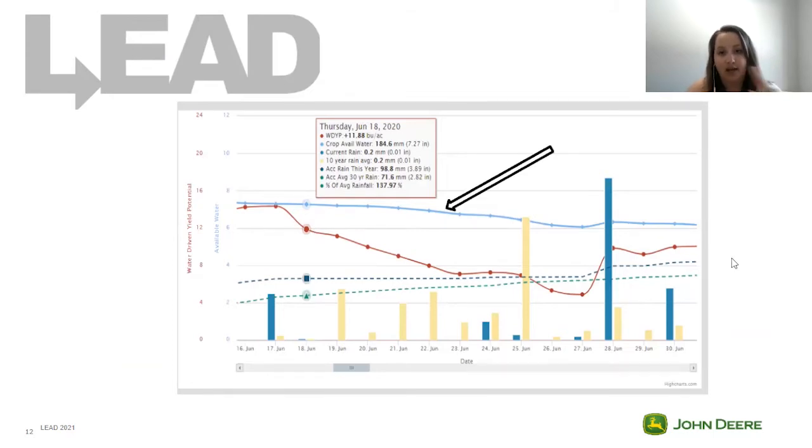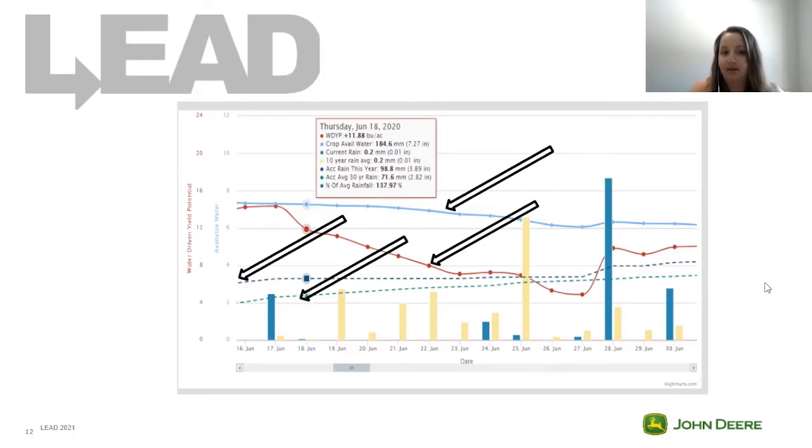So the first blue line here is our crop available water. Again, only crop available. We're not talking about total moisture in the soil. The red line is our water-driven yield potential. The blue dotted line is our accumulated rainfall this year. The green dotted line is our accumulated 30-year average.